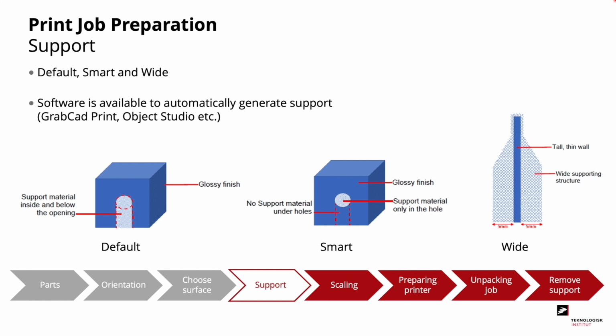Now it's time to add support to our print job. And here we can choose between 3 different settings. We can use default, smart, or wide. Below we can see examples of the different types of support. And what we can see is that smart support typically uses less support material than the default support. The wide support is used when you have, for example, a tall, thin structure that you need to support all the way up. The support is usually generated automatically by the job preparation program.